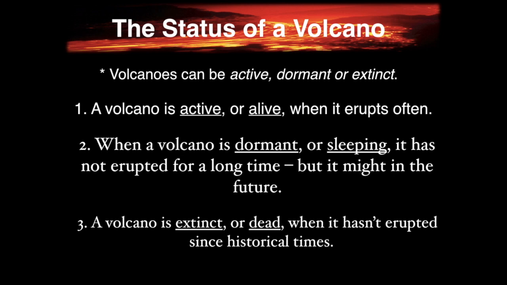Now we have three basic statuses of a volcano. We have an active or alive volcano, which means that it erupted recently or erupts often. We can have a dormant or sleeping volcano, when it hasn't erupted for a very long time, but it may still erupt in the future. Then we have a volcano that's extinct. It's pretty much dead. It hasn't erupted since historical times. So that would be considered an extinct volcano.